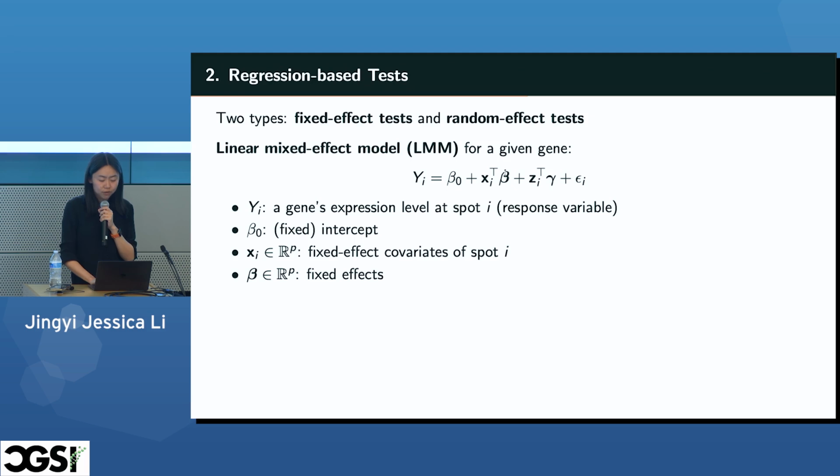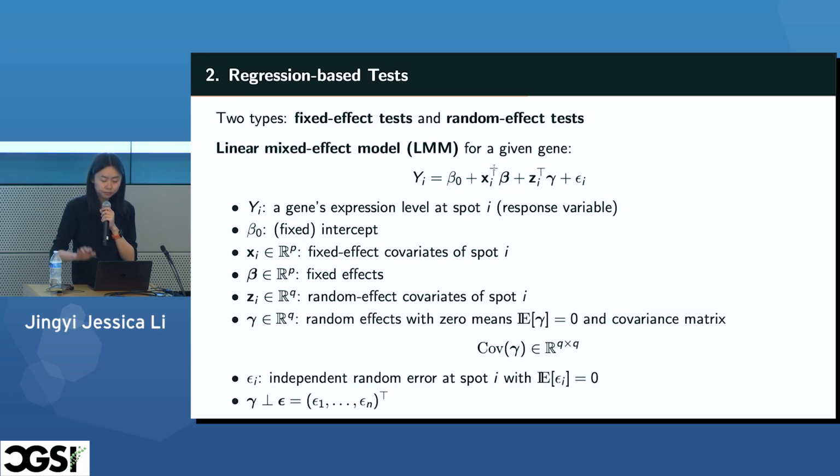And besides this term, the contribution of fixed effects, we have random effects. So Zi, which is q-dimensional, are the random effect covariates at spot i. Corresponding to them, their effects are called random effects, gamma, q-dimensional. For this part, we typically assume the random effects to have mean 0 and some covariance matrix. And then we have the measurement error term, an independent random error at spot i with mean 0. Typically, people would assume the random effect vector gamma and the random error vector epsilon to be independent.